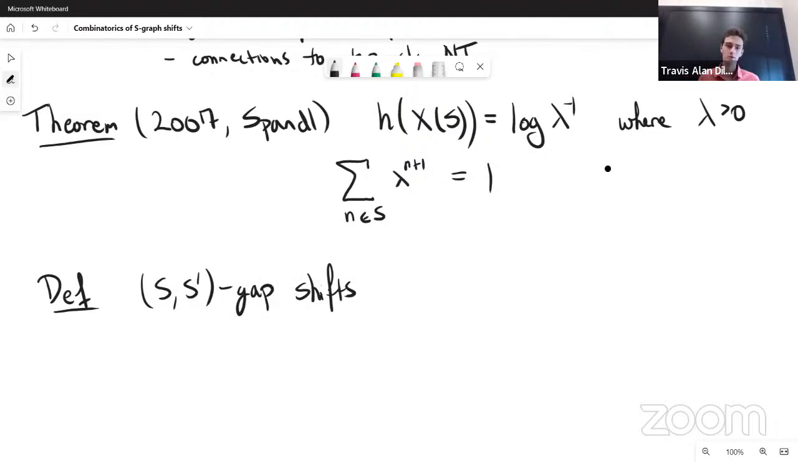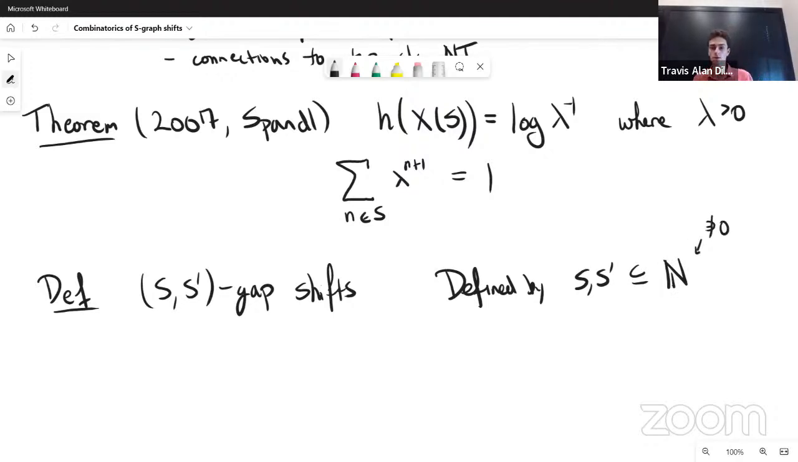So you can see even in the name, it sounds very similar. And the idea is that S-gap shifts limit the allowable lengths of blocks of zeros. And so why not extend that to ones as well? These are defined by two sets, S and S prime, which are subsets of the natural numbers, but not including 0. Right, so the positive natural numbers.